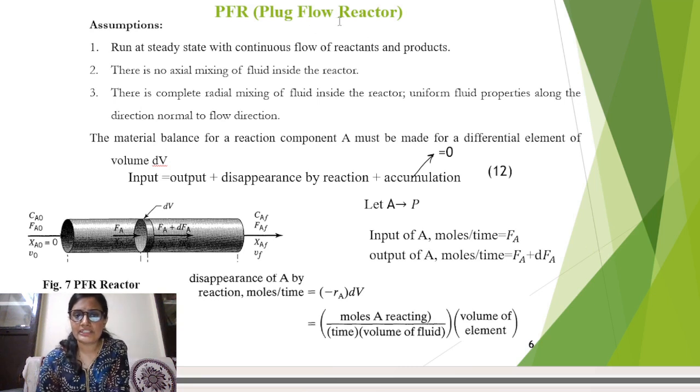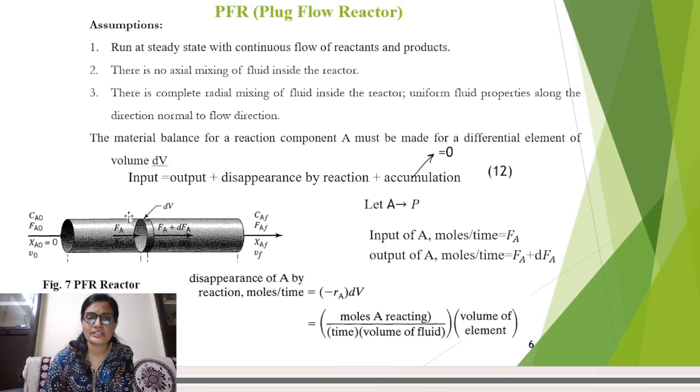So next is the PFR. This is another type of continuous reactor. Figure 7 shows this PFR, which is a tubular type of reactor. Here these are the input streams, and again we have a reaction, reactant A converting to product P. Now we have made certain assumptions on this PFR: it runs at steady state with continuous flow of reactant and product, there is no axial mixing of fluid inside the reactor, which we have already discussed, and there is complete radial mixing of fluid inside the reactor.